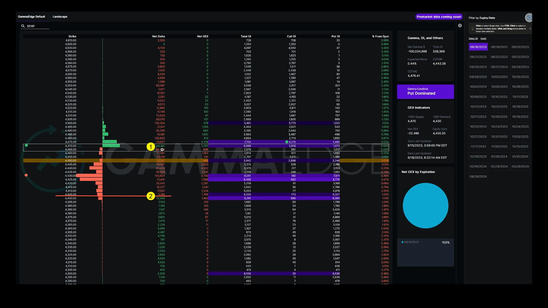Zero DTE in the money and out of the money put dominated, as we have noted. Again, same transition level as that common theme we've discussed. These ones and twos are commentaries that are in our Discord for our members. So if you'd like to join, go ahead and go over to GammaEdge.us and join. And we have specific commentary to lay out the plan for our members this morning.